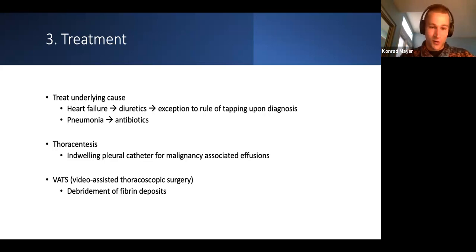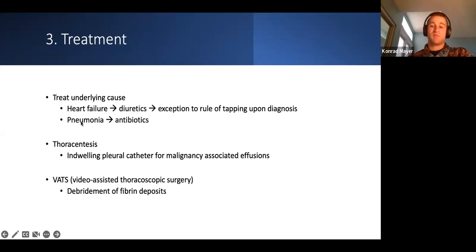So for example, heart failure or pneumonia. Heart failure, you can initially try to just treat with diuretics, which is the mainstay of heart failure exacerbation therapy. And this is an exception to the rule of tapping upon diagnosis. Usually whenever you have a pleural effusion, you want to perform a thoracentesis to figure out what kind of pleural effusion it is. But if you have a patient who is a known heart failure patient and he is presenting with the physical exam findings of pleural effusion, then you can try to just treat that with diuretics.